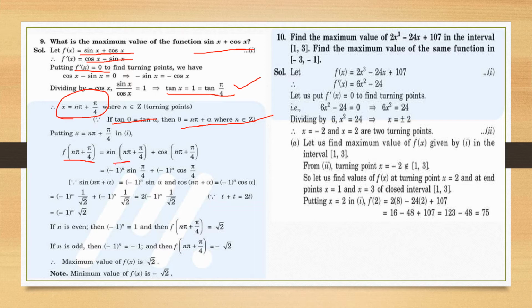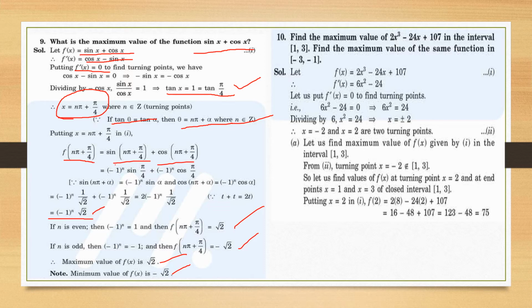That is the sine of this plus the cos of this complete angle, which gives me a value like minus 1 raised to power n times root 2. Depending upon the power of n, if it is even it is positive root 2, and if it is odd it is minus root 2. So the maximum value of the function is root 2 and the minimum value is minus root 2. As it's a general question, we need to go by the general method.